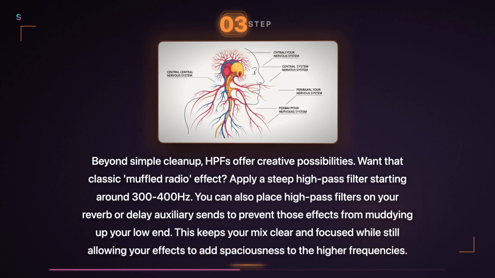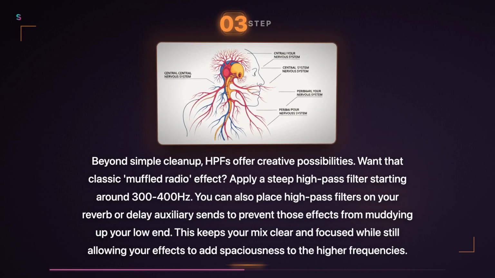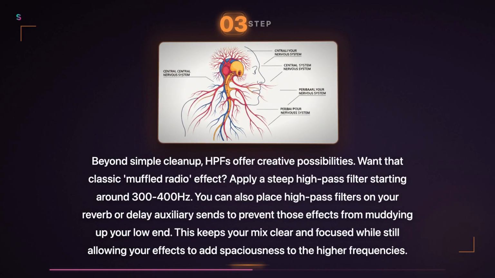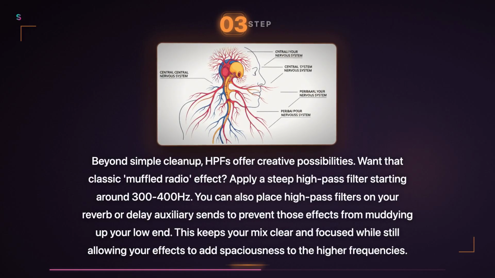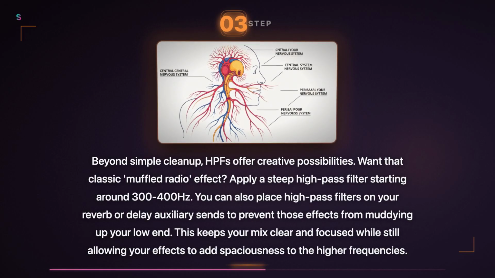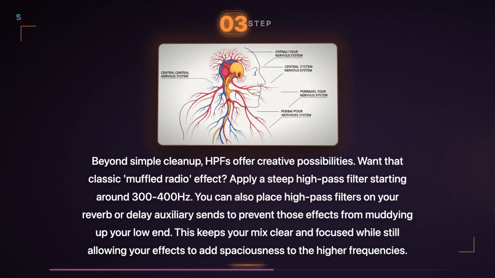Beyond simple cleanup, HPFs offer creative possibilities. Want that classic muffled radio effect? Apply a steep high-pass filter starting around 300 to 400 Hz. You can also place high-pass filters on your reverb or delay auxiliary sends to prevent those effects from muddying up your low end.